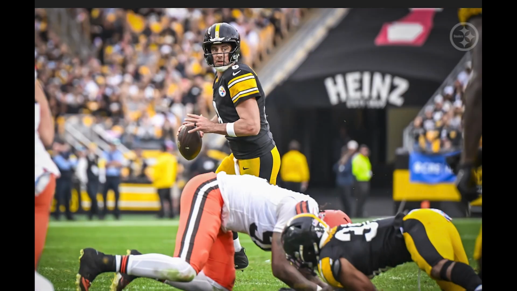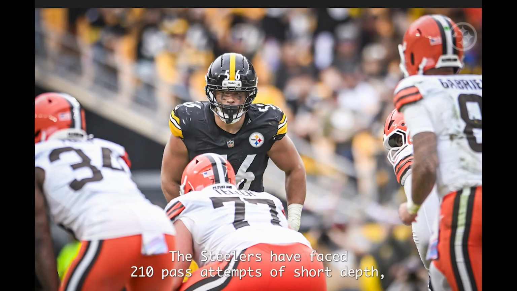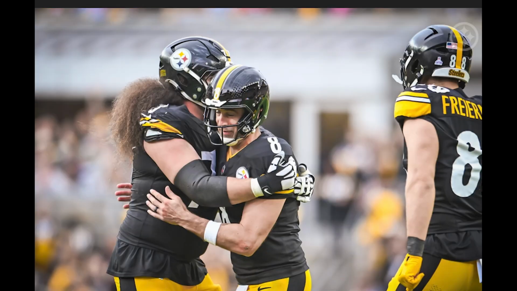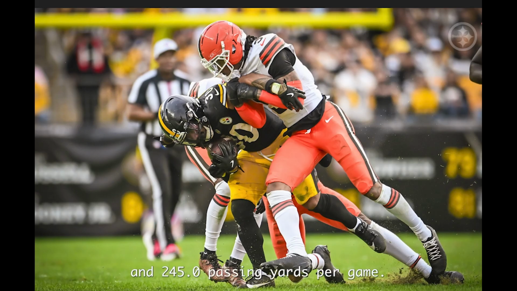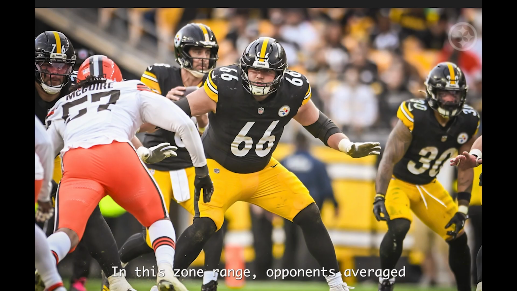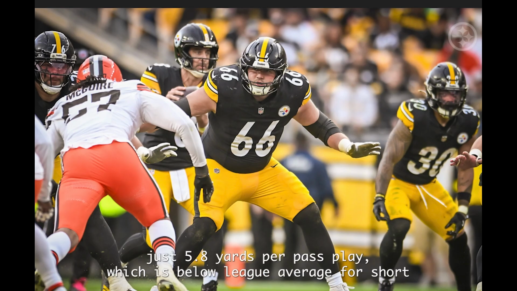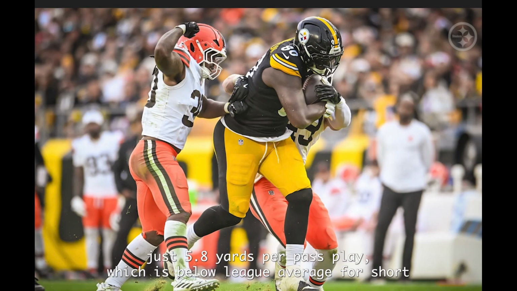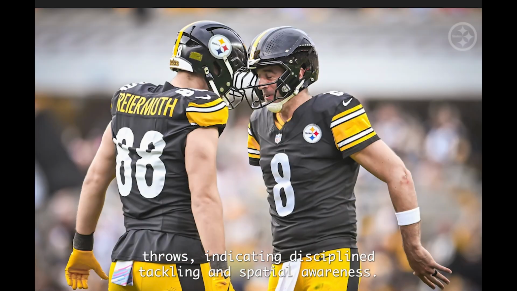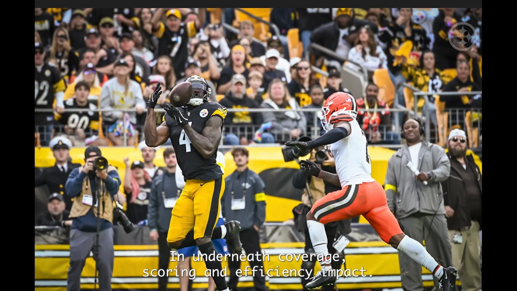Overall efficiency. The Steelers have faced 210 pass attempts of short depth, allowing a 61.0% completion rate and 245.0 passing yards per game in this zone range. Opponents average just 5.8 yards per pass play, which is below league average for short throws, indicating disciplined tackling and spatial awareness in underneath coverage.